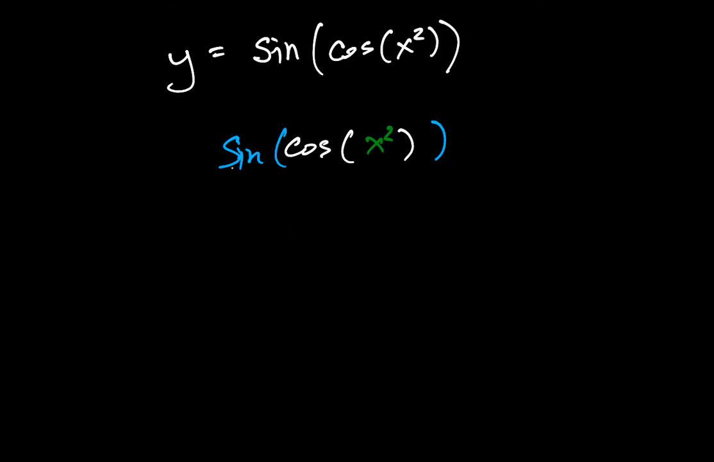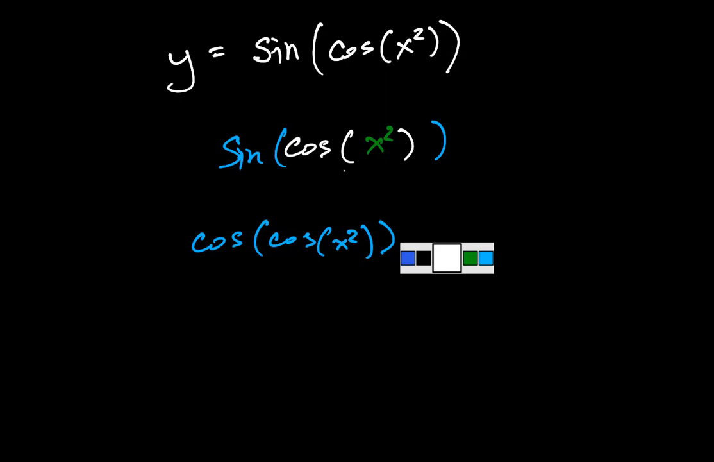So let's start with our sine layer. Derivative of sine is cosine, and I got to leave the inside of it alone. So that would be cosine of x squared. Now I'm in the white layer mode. The derivative of cosine is a negative sine. So I'm going to multiply this by a negative sine. And I got to leave the inside of that alone, x squared.